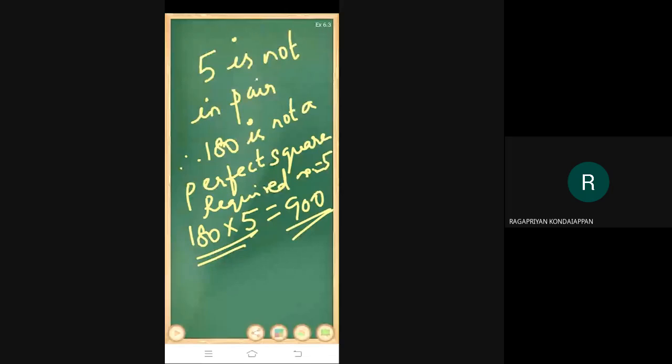900 is a perfect square number. What is the square root of 900? It is 30. So the required smallest square number is equal to 900.